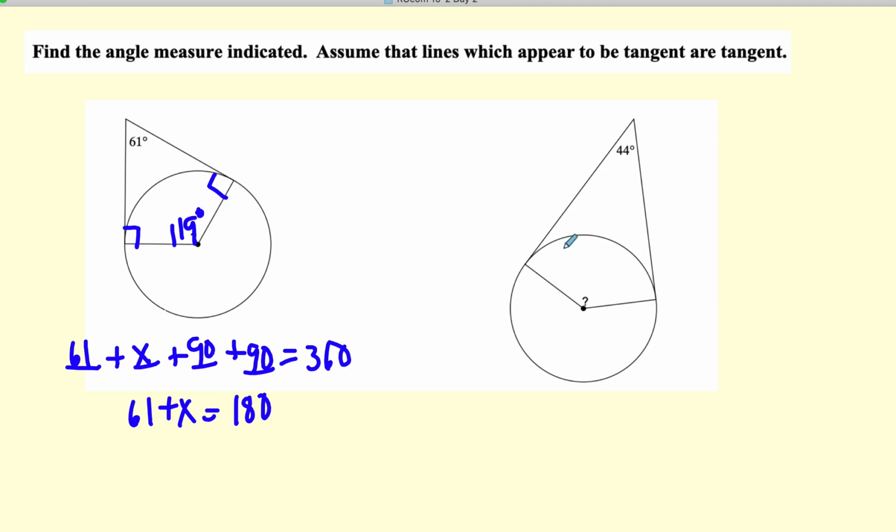Now, to do this problem, I'm going to take a shortcut, because I know that these two are 90 degrees. So I know that these two have to add up to 180 degrees, because all four of them have to add up to 360, and I know that two of them are already 90. So these two have to be what we call supplementary. So I'm going to take 180, subtract 44, and this is 136. So these two add up to 180, these two add up to 180, so they add up to 360, which is what a quad should add up to.